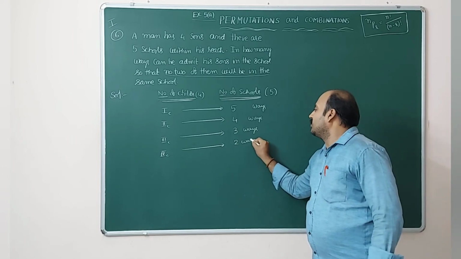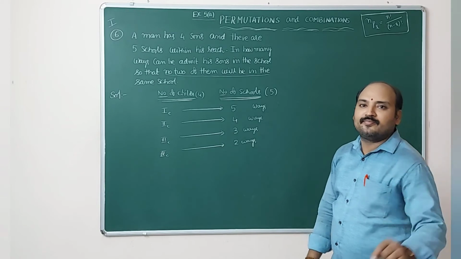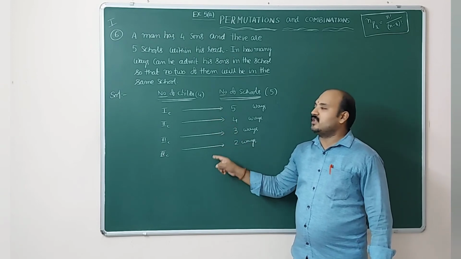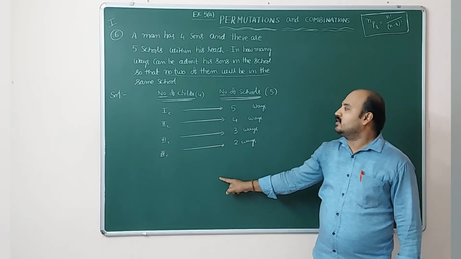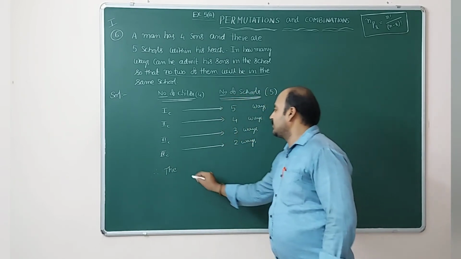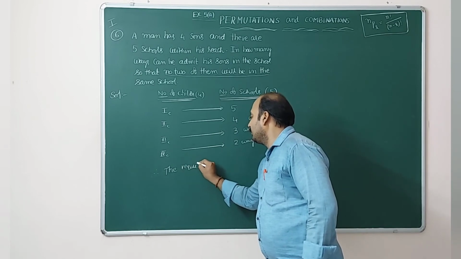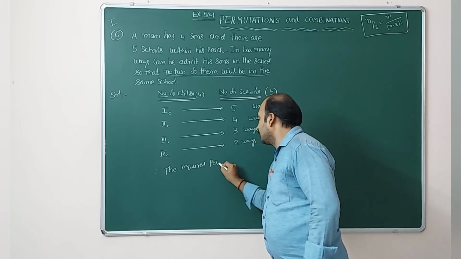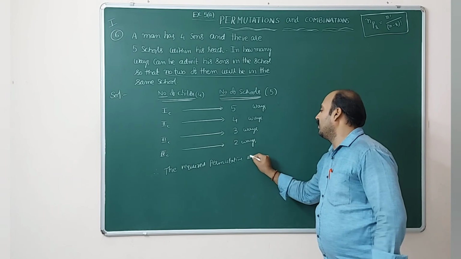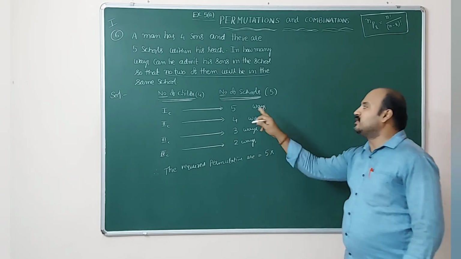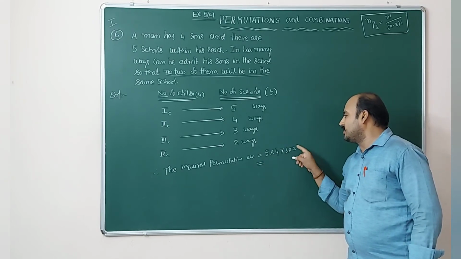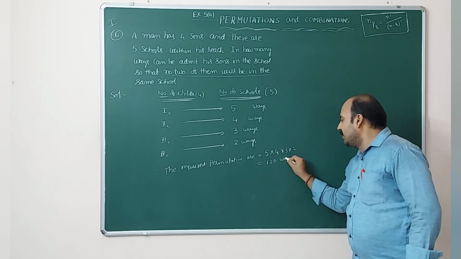So 2 ways are there. By using counting principle or fundamental principle, these are the 4 operations done simultaneously. So therefore, the required permutations, or by using counting principle also 5 into 4 into 3 into 2. So that is equal to 20 into 360 into 2, 120 ways. So these are the possibilities.